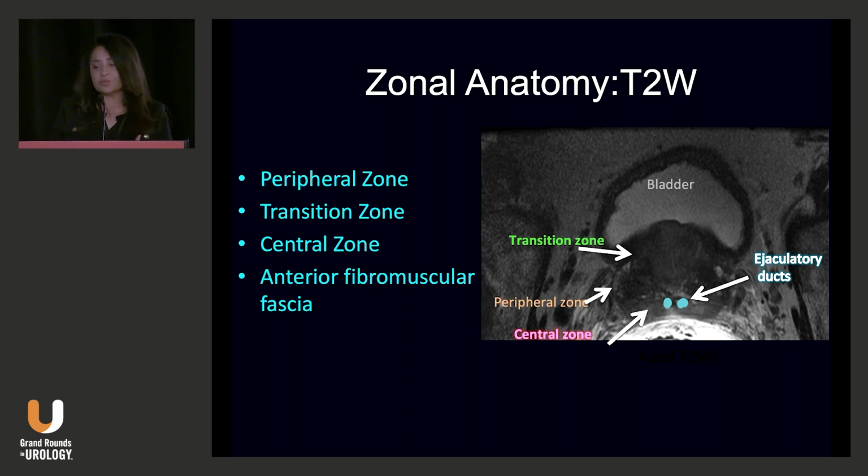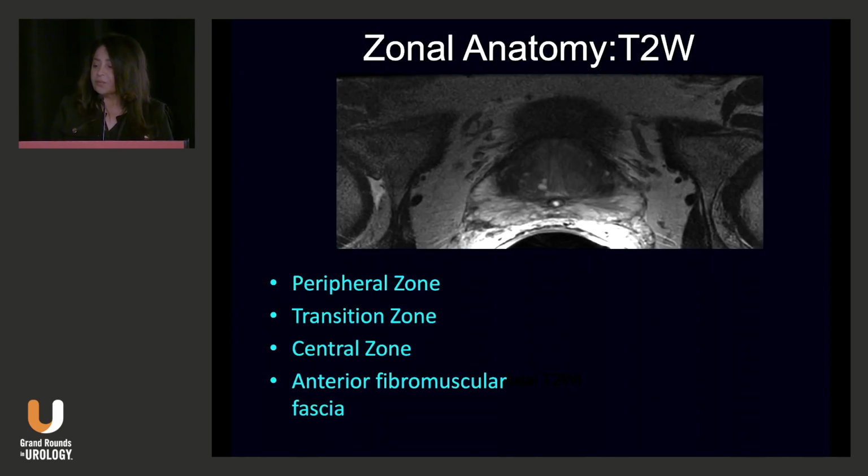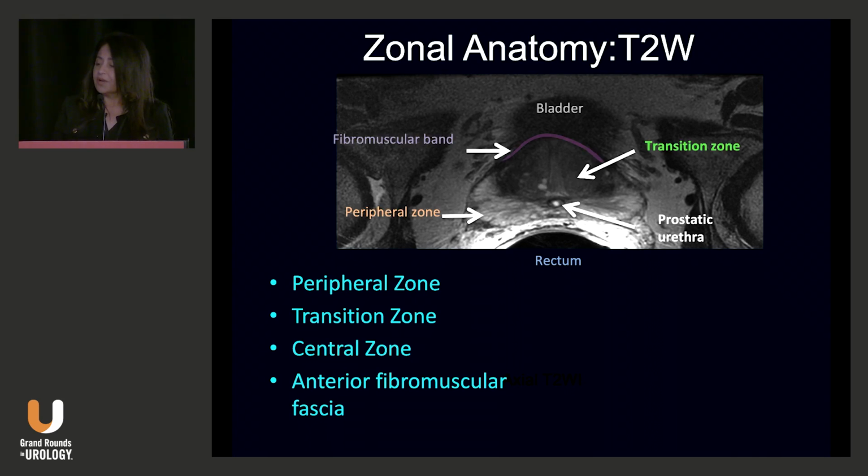So T2 is specifically for anatomy, and then T1 we use for evaluating the other parts of the gland, which I will go over. So here we see the peripheral zone. You see the bladder superiorly. I'm going to repeat this a couple of times just as a refresher. Prostatic urethra, and then we see the purple is the fibromuscular stroma.